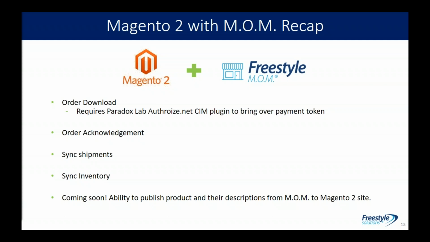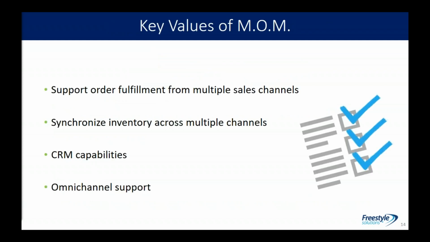Sync shipments, obviously you saw that. It does create a shipment record and an invoice at the same time. Sync inventory, we saw that; you should do that after everything's fulfilled in M.O.M, so that way you have the proper inventory in M.O.M, and then that sends back to your inventory to minimize any overselling on your site. Coming soon, we have the product publish and update with M.O.M, so that's going to include the configurable products, descriptions, and maybe some categories and images. Those are things that we're researching on our side now.